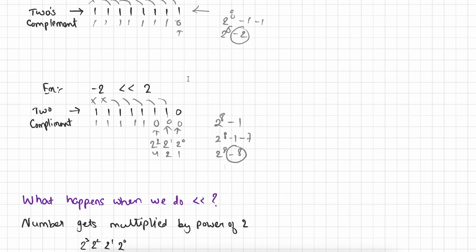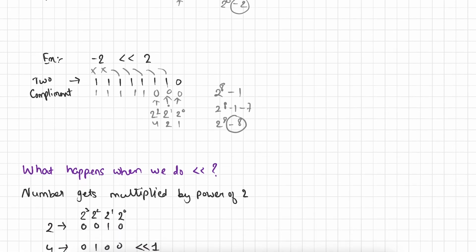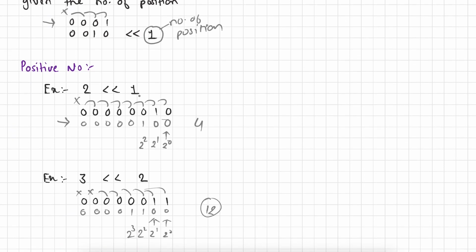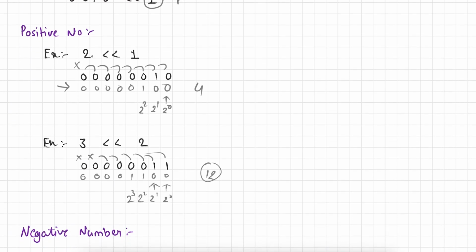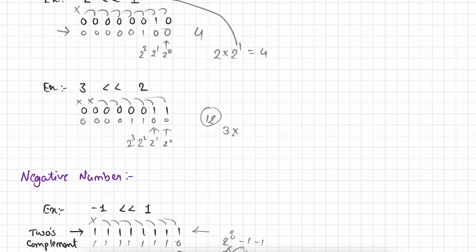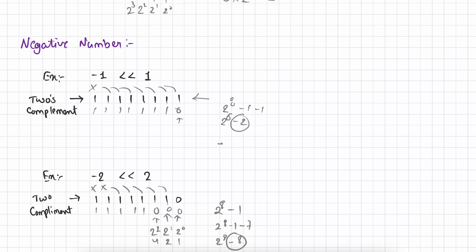Okay, cool. Now if you observe all the examples, you see a pattern. Which pattern? In all the examples, when you left shift the numbers, the number gets multiplied by a power of 2. In the first case our number was 2, so it gets multiplied by 2 to the power 1, and 1 corresponds to the shift amount. That's why we get 4. Here our number was 3, so 3 was multiplied by 2 to the power 2, and 2 corresponds to the shift amount. So we get 12. Similarly in negative numbers also, -1 times 2 to the power 1, we get -2.